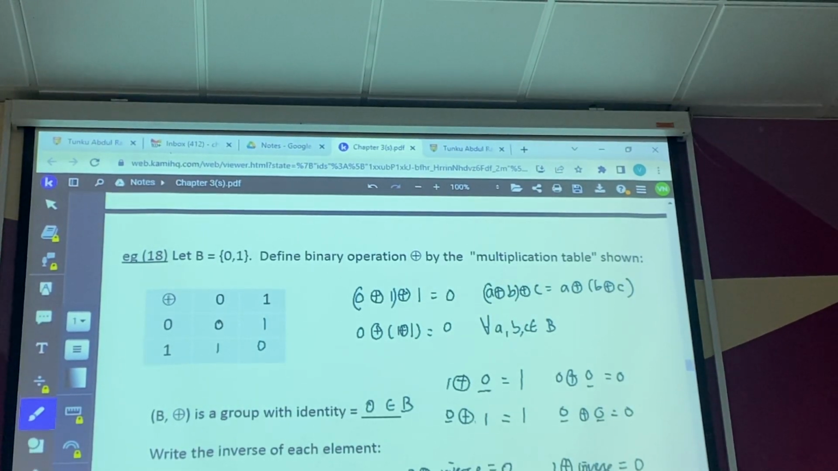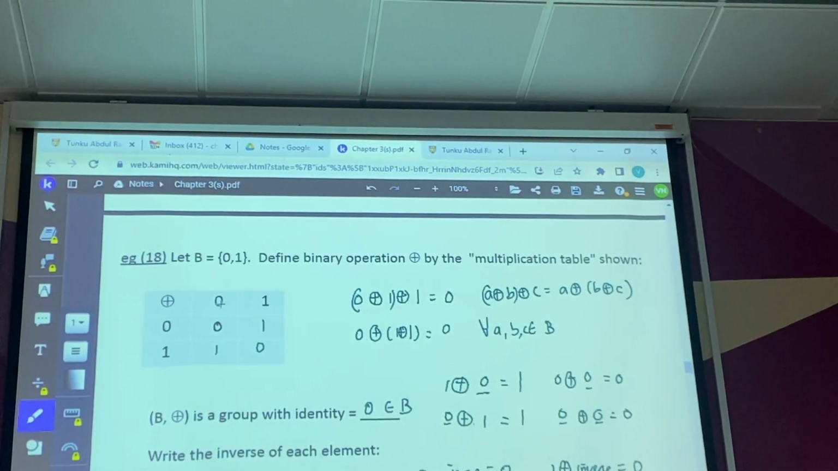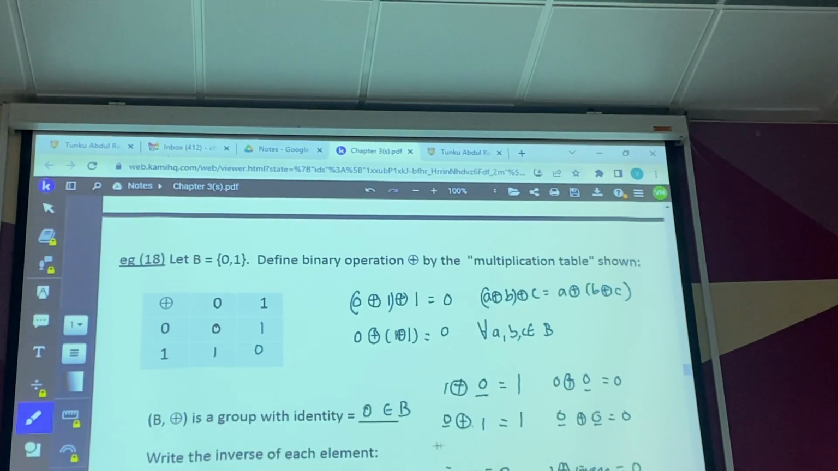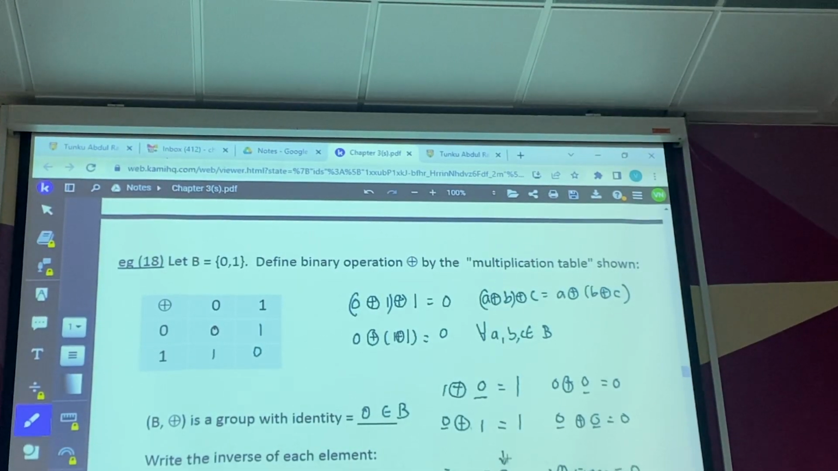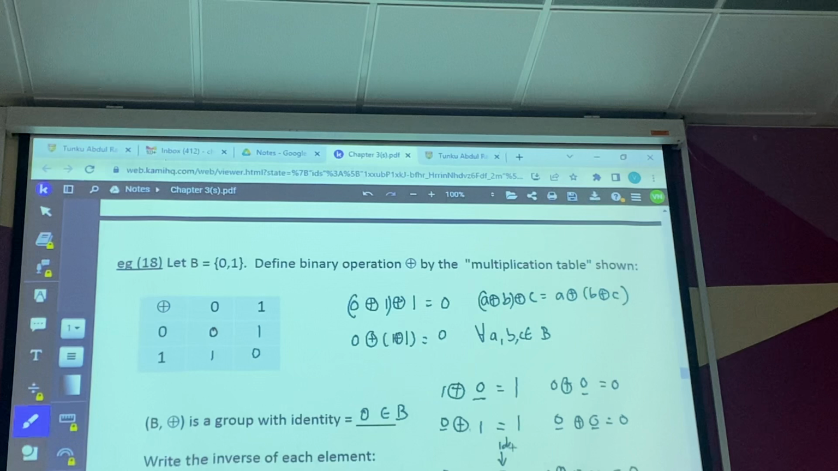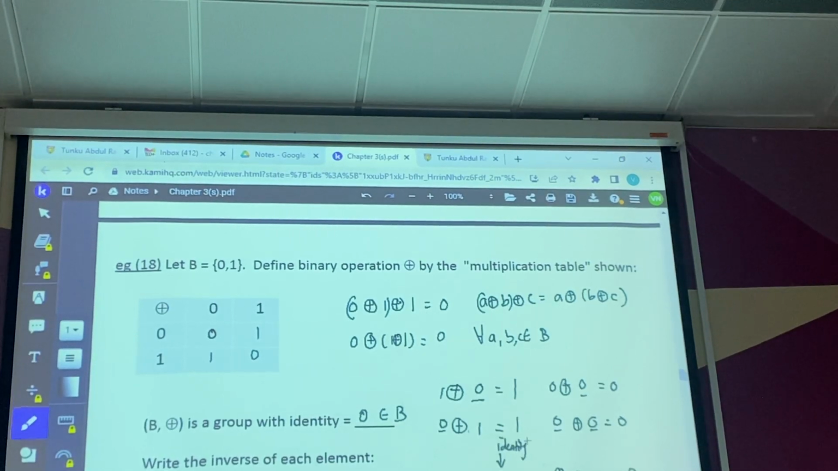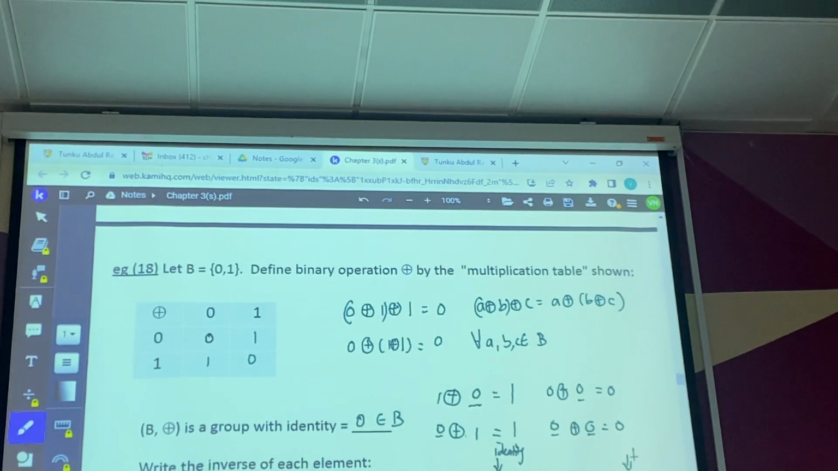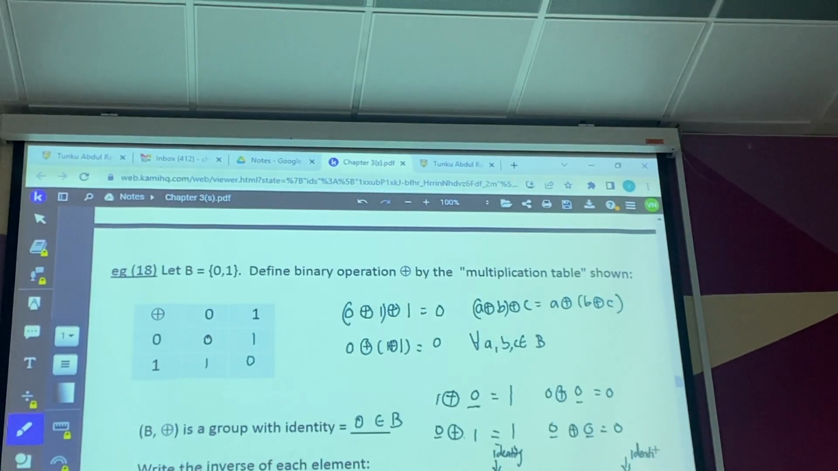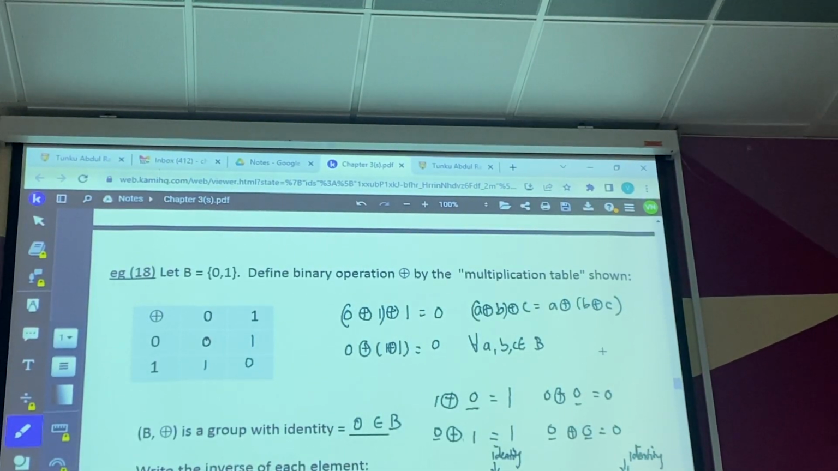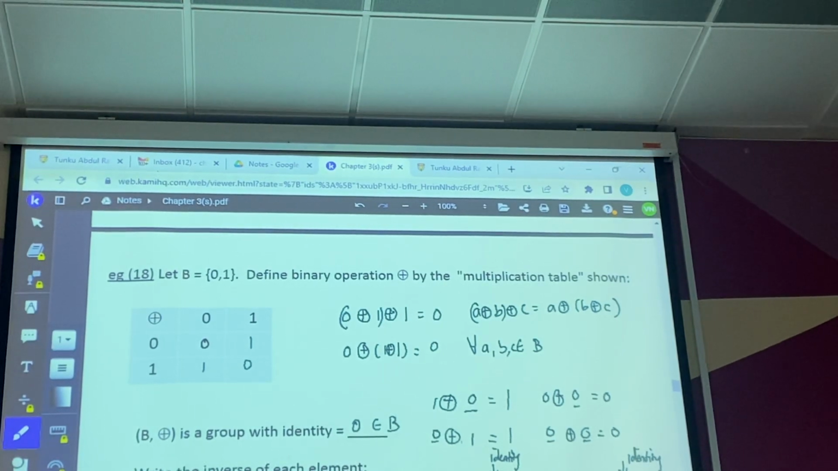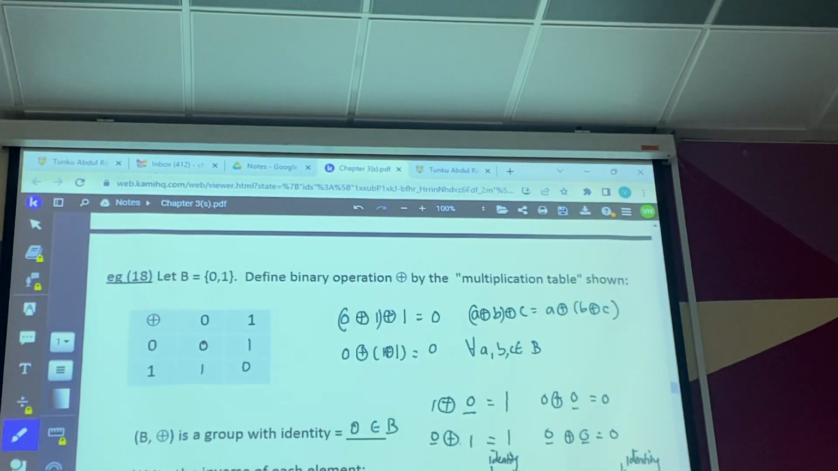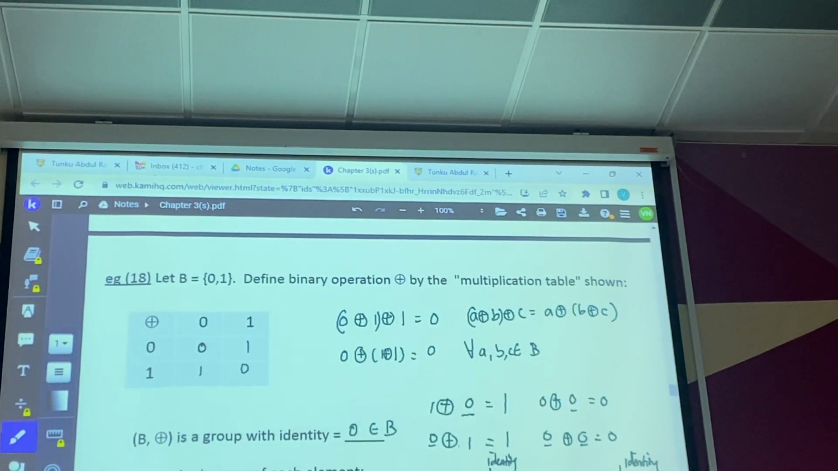Look at the table here. 0 exclusive or 0, you get back 0. This is the identity that we found just now, right? The 0 is the identity. So remember, for the inverse, we must get back the identity answer. Then only you determine what the inverse is here.